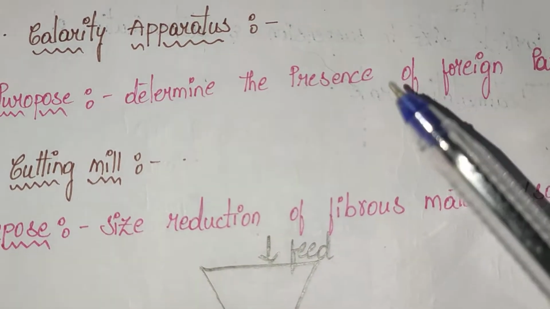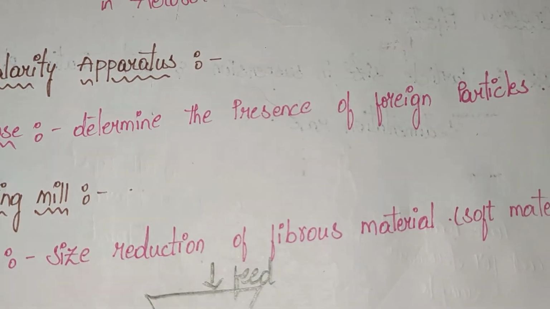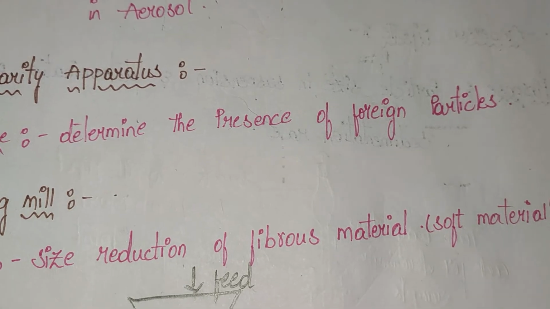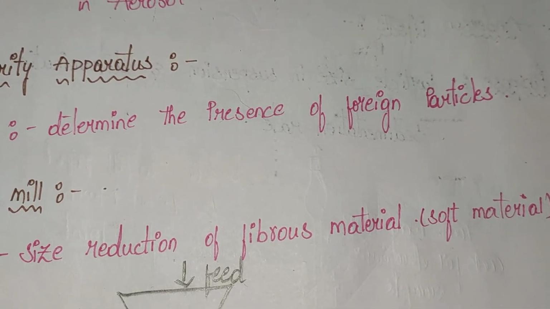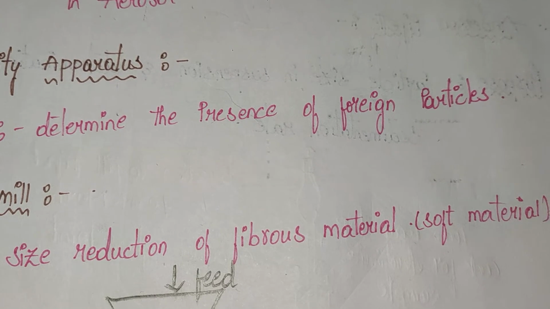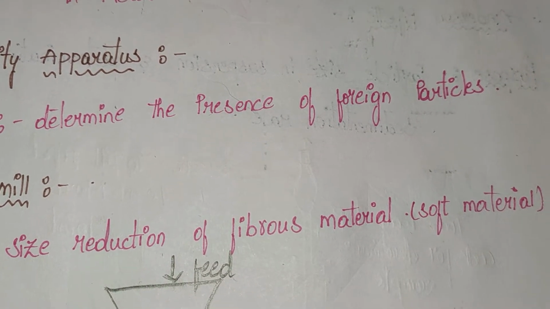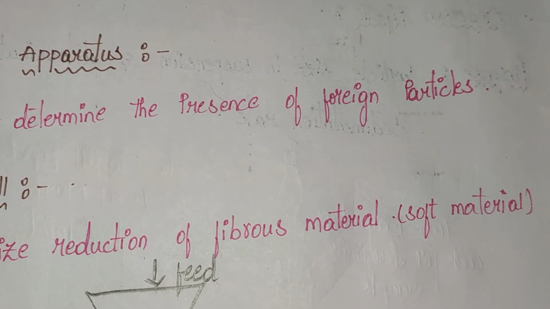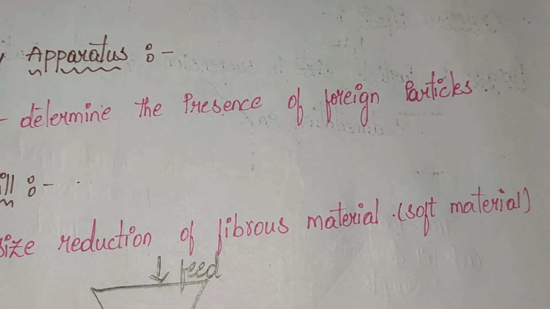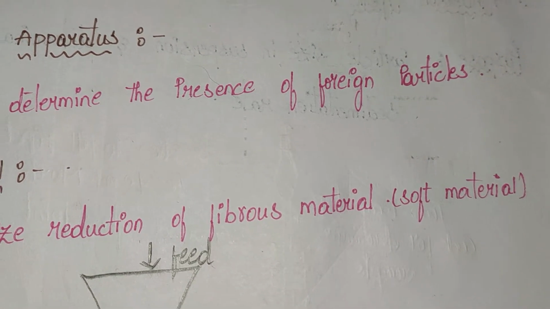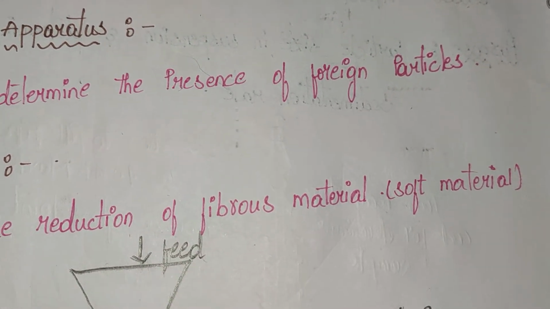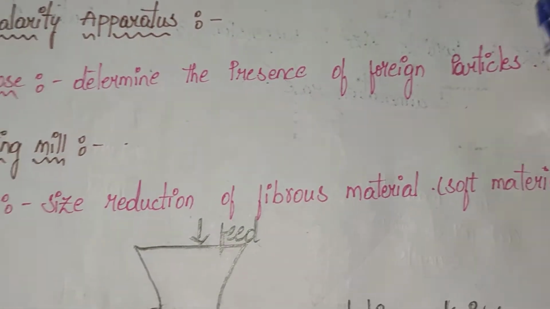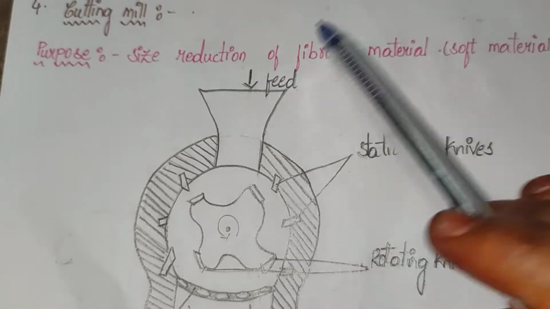Next one is the clarity apparatus. It is used for the determination of foreign particles. For this experiment you need only three things, that is UV light and a white and black background. The solution should be passed through the UV light. We have to compare the solution against a white and black background, so we can easily find out the presence of foreign particles.